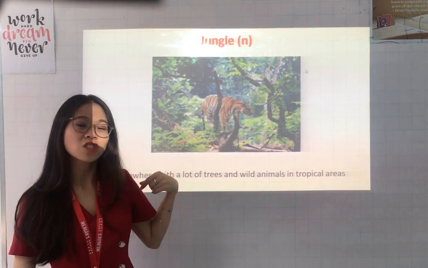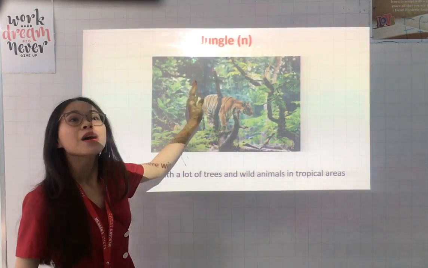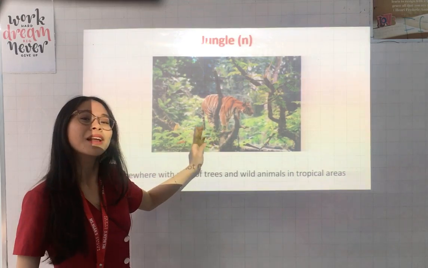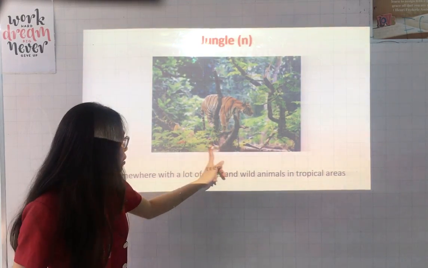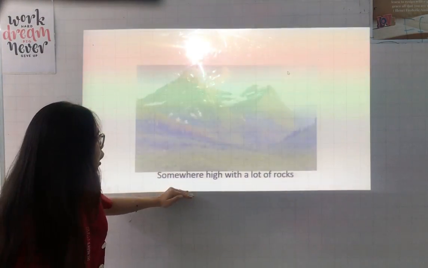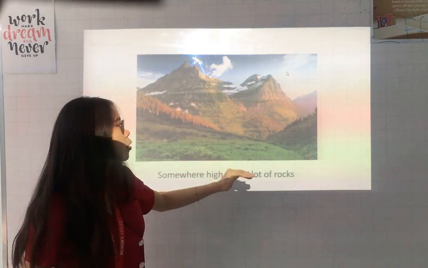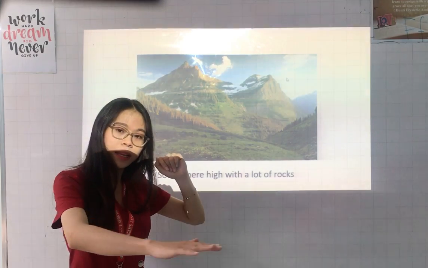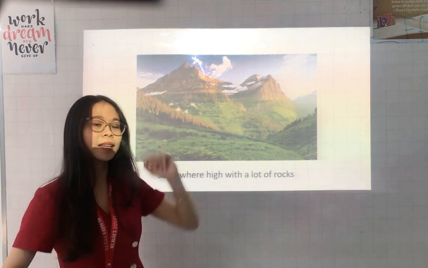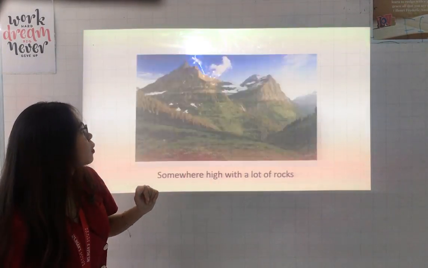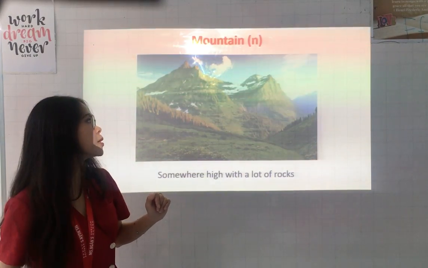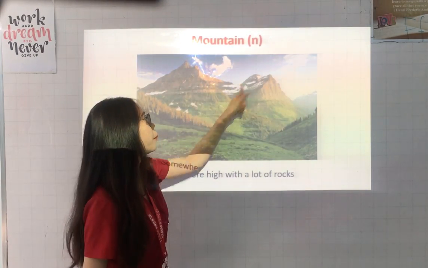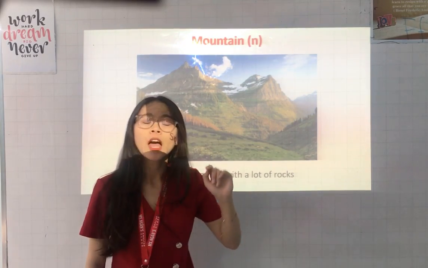What can you see in the jungle? Trees, flowers, a lot of trees and a lot of flowers. Grass too. Okay. So somewhere high with a lot of rock and it's high. So the ground is low and it is high. Next one. So we say mountain. Here, mountain. One more time.